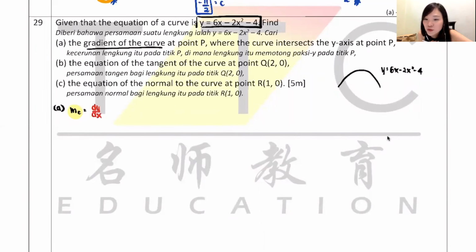Find dy dx again. Don't tell me 0. They never say maximum, minimum, not 0. So my dear, gradient of curve, isn't it? That means dy dx. So how do we find dy dx? Isn't it? We just need to differentiate our curve equation.